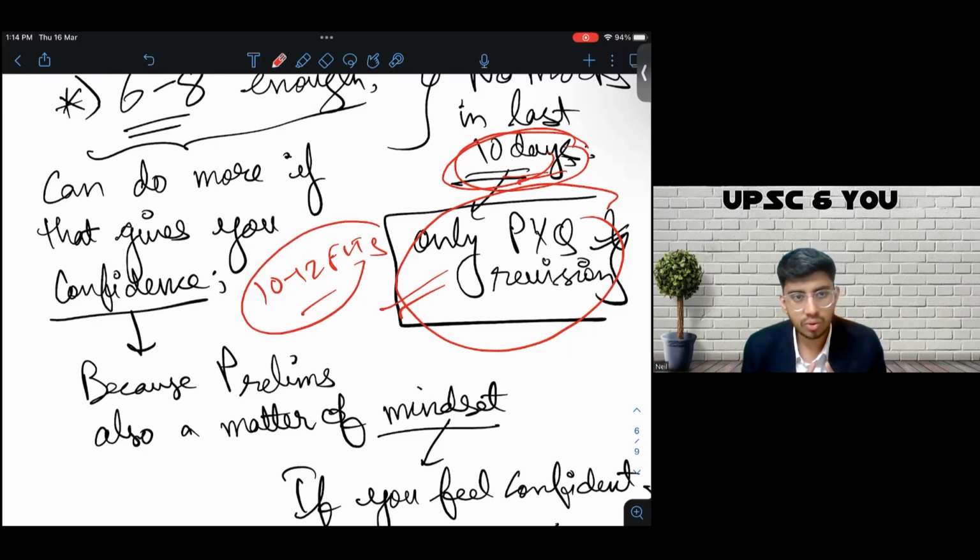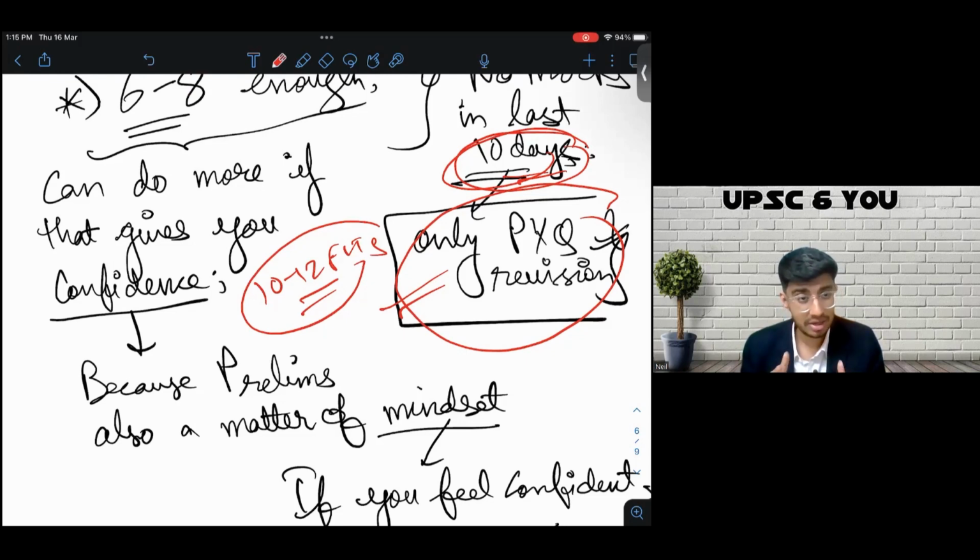So ideally, I think 6 to 8 should be enough. But if it gives you more confidence, or if it helps you alleviate your insecurity, give as many FLTs as possible, but don't let it become an end in itself. Make sure in the last 10 days, you're not giving any FLT at all. I'm being very categorical about it. And I hope you don't have to learn it the hard way like I did.